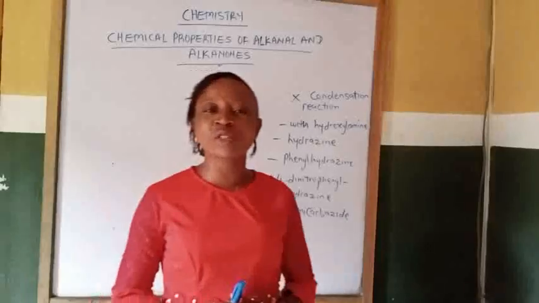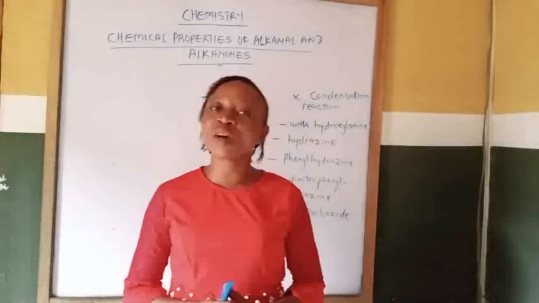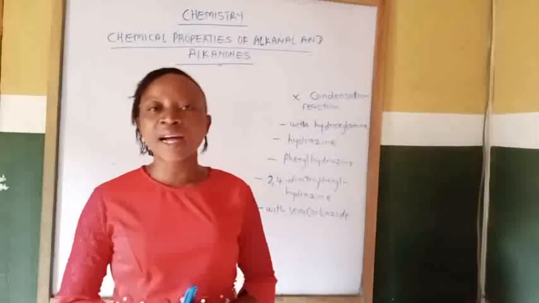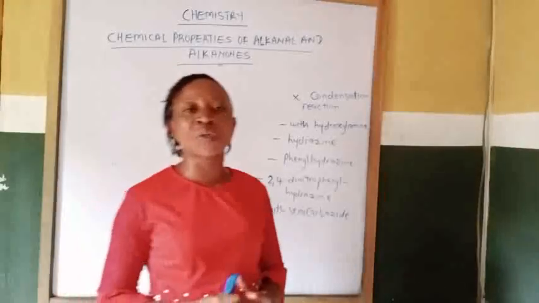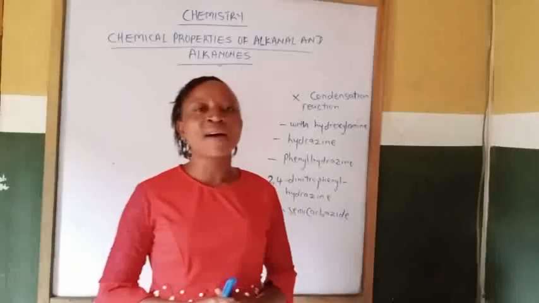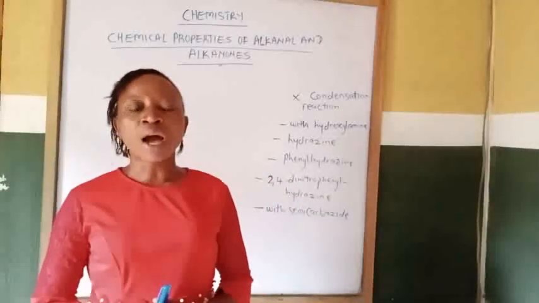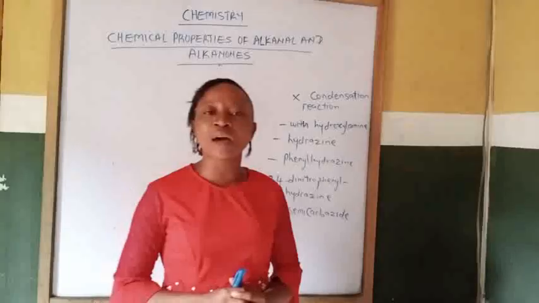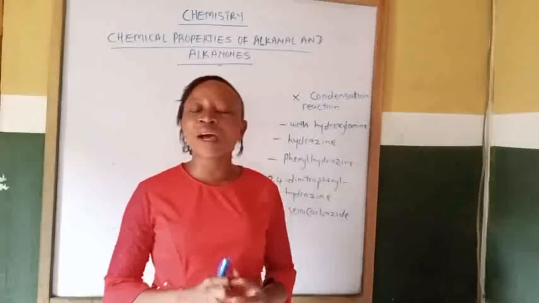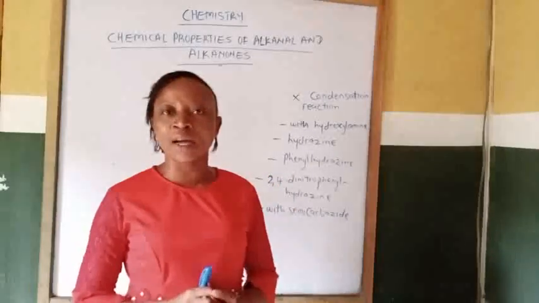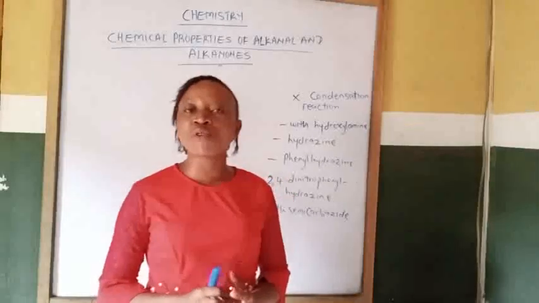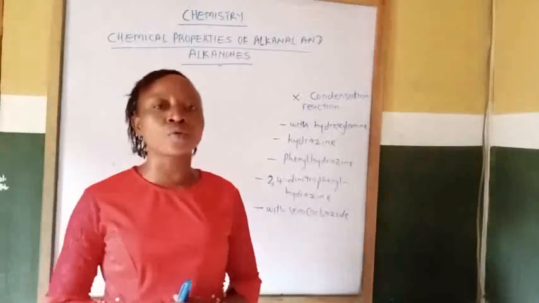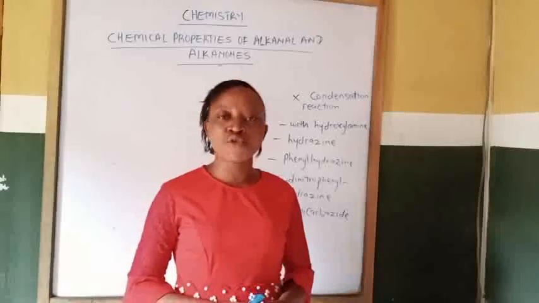My name is Oluwatoyin. Today we are going to discuss the chemical properties of alkanal and alkanone. In my last video, I explained three chemical properties of alkanal and alkanone. I explained addition reaction. I explained reduction of alkanal and alkanone to alkanol using reducing agents. Then I explained the reaction of alkanal and alkanone with Grignard reagents.